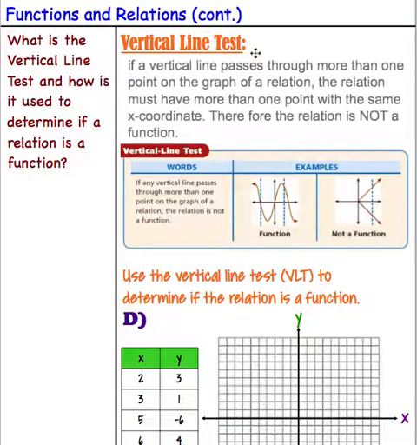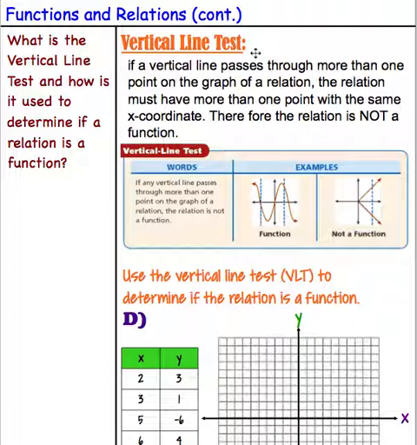So if a vertical line passes through more than one point on the graph in a relation, the relation is going to have more than one point with the same x-coordinate. Therefore, the relation is not a function. So if it passes the vertical line test, as is the case in this left-hand picture, where no matter where you draw the vertical line, it only hits the graph at one point, it's a function. Whereas in this second one, we have some spots where it doesn't hit the graph at all, and other spots where it hits it twice. Therefore, it is not a function.